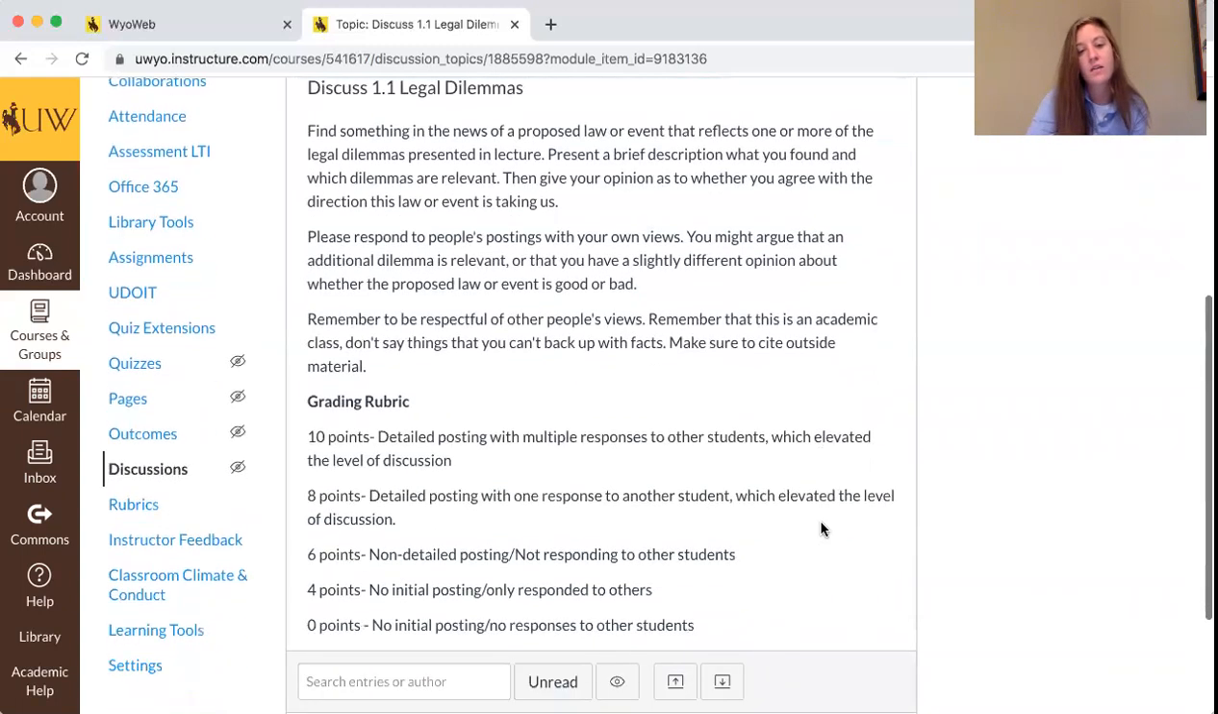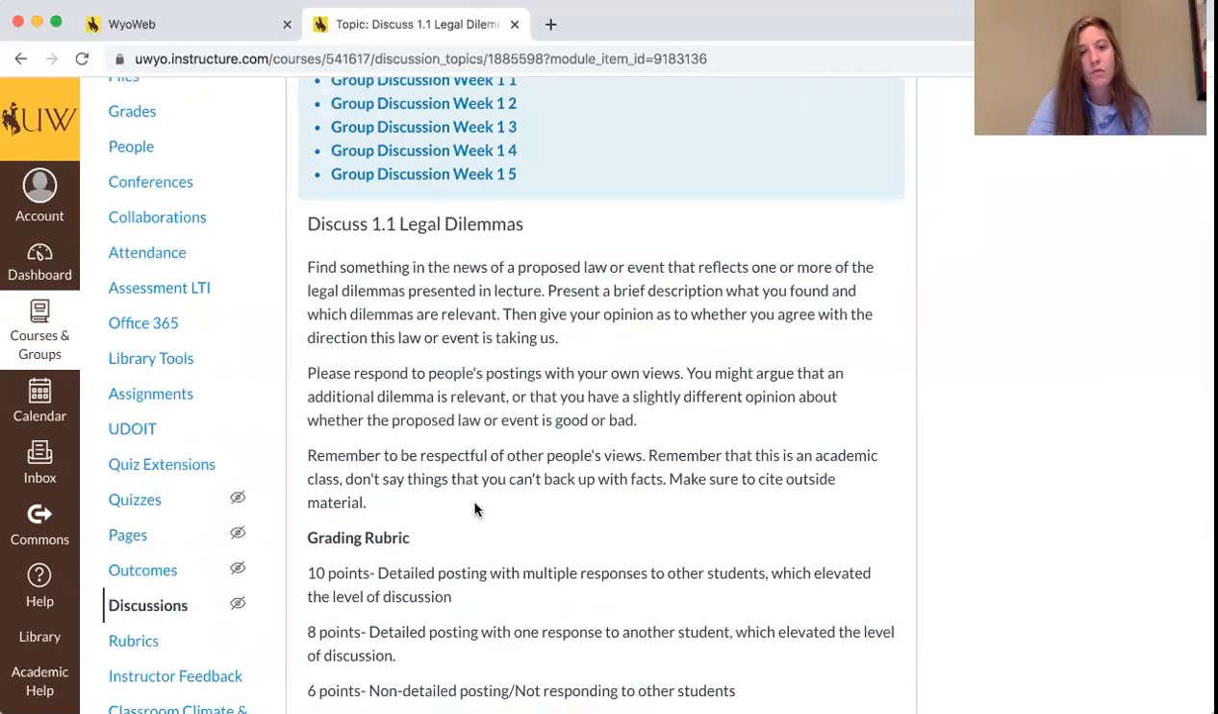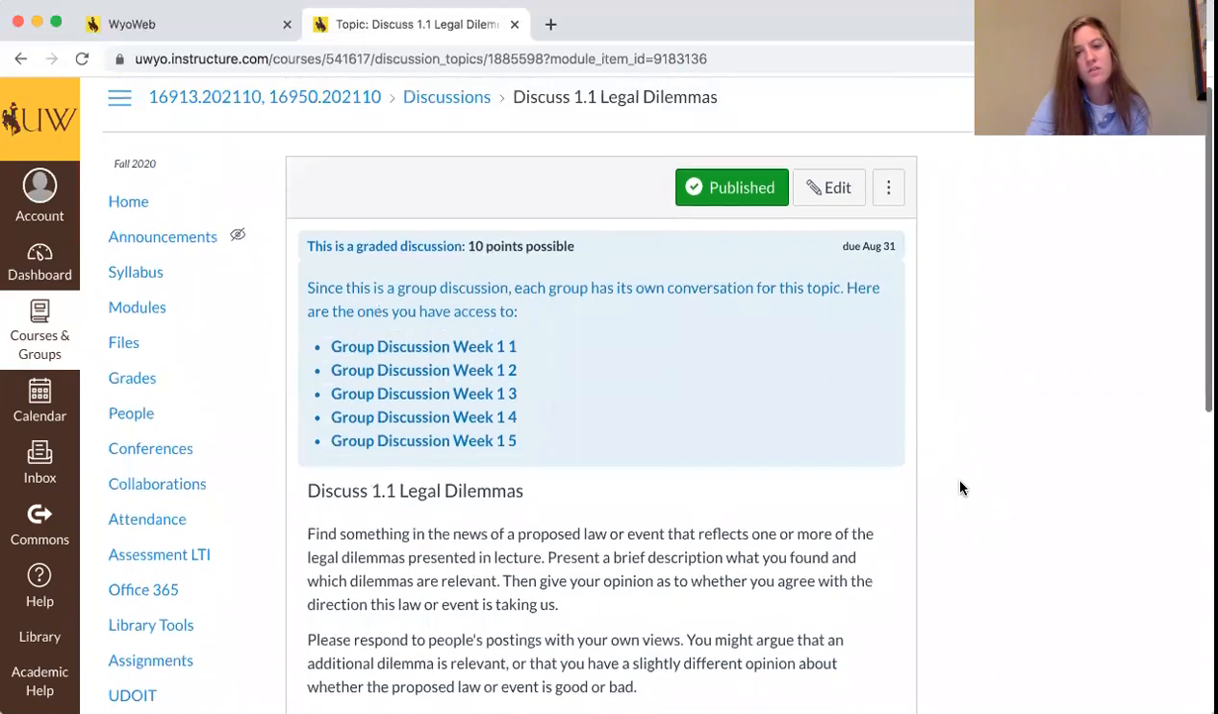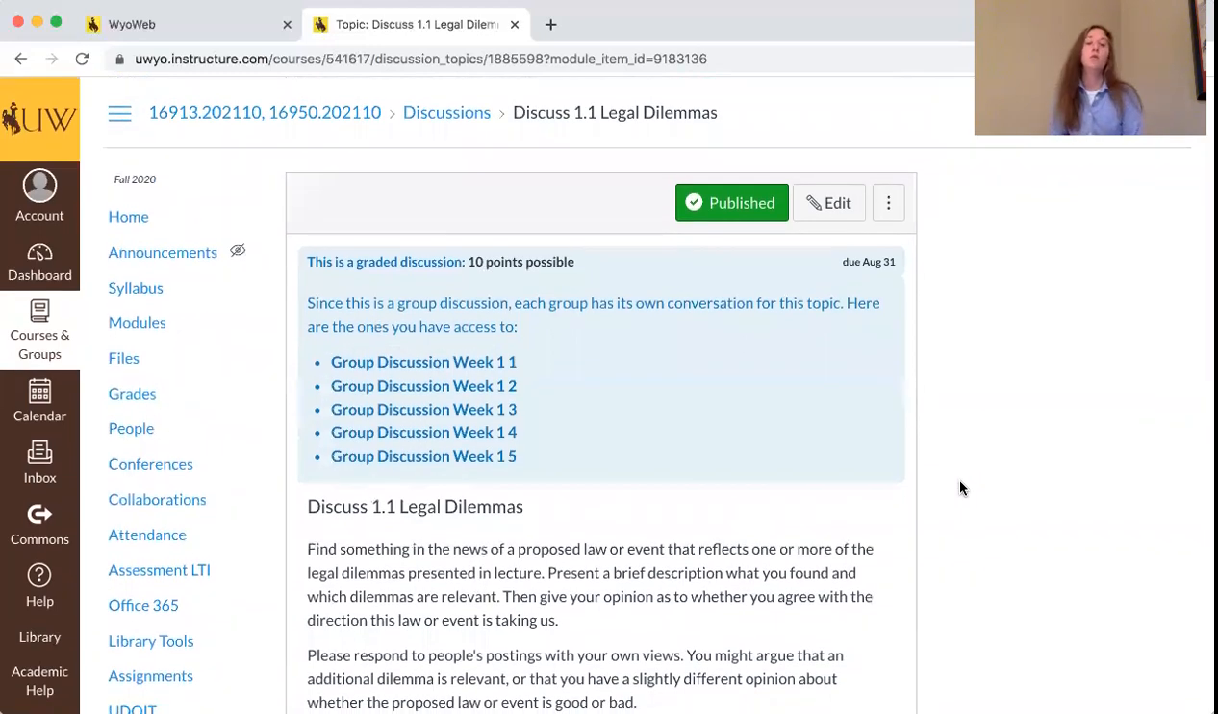You can see here that discussions are worth 10 points, and this is the breakdown. One other thing with the discussions is that since this is a course of 40 students, you will be split up into smaller discussion groups each week, so that it's easier to facilitate these discussions back and forth. Those will change weekly, so you won't be discussing with the same people over and over.